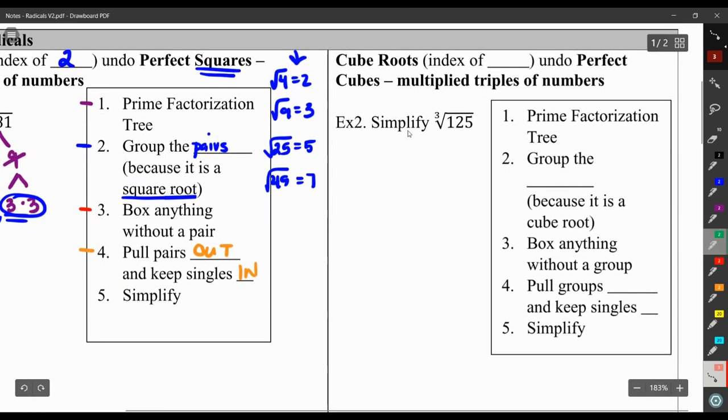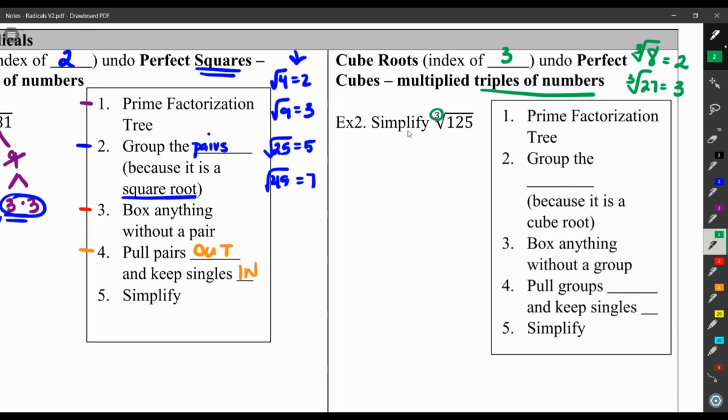So cube roots are identified by an index of 3. This little number here tells you that it's a cube root, which tells you you are undoing triples of numbers. You're getting rid of perfect cubes. So a perfect cube is something times itself 3 times, a little bit harder to recognize. The first cube root we have is actually 8. The cube root of 8 is equal to 2. The next perfect cube we have is 27, which is 3. 3 times 3 times 3 is 27.